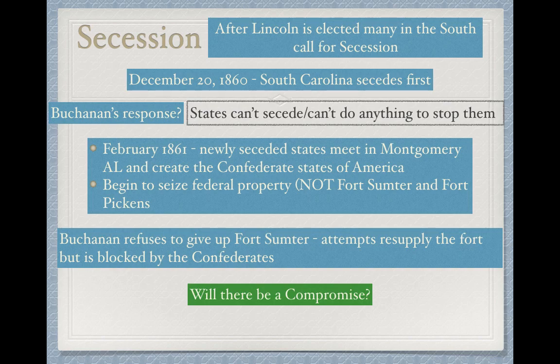So in February of 1861, newly seceded states who follow South Carolina are going to meet in Montgomery, Alabama, and they will create what they call the Confederate States of America. They begin to seize federal property. However, these forts, Fort Sumter and Fort Pickens, are going to be exceptions to that. Fort Sumter in particular, Buchanan refuses to give up. He's actually going to attempt to resupply that fort, but the Confederates block the resupply. So this is significant. This is a military confrontation now in the making, not just political differences.